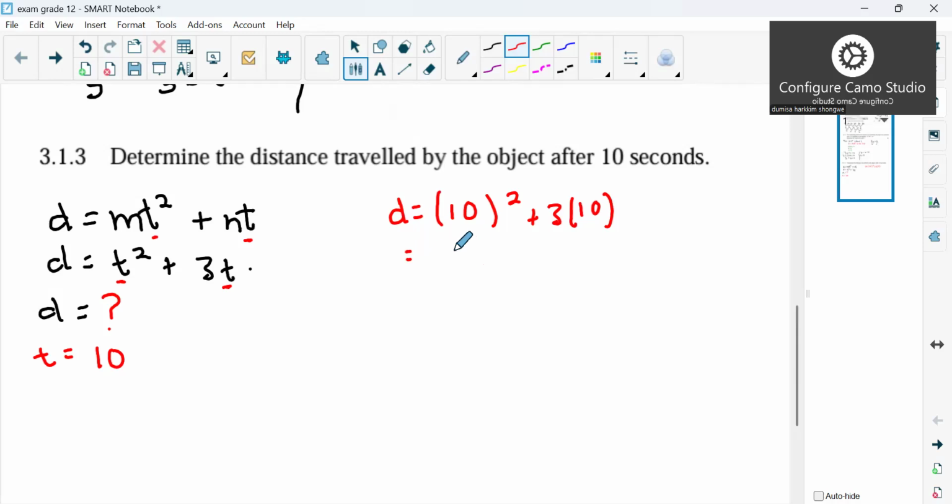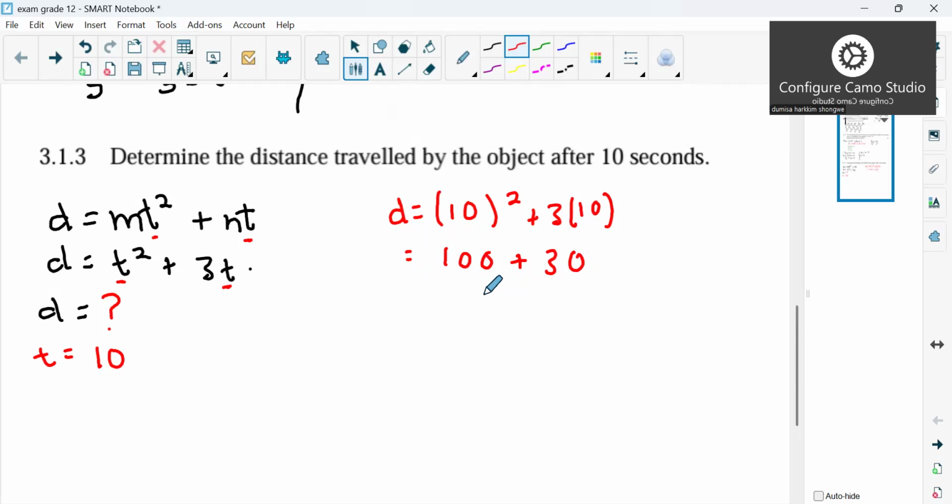So we're going to tell them D is equal to 100. But we have 3 multiplied by 10. What is 3 multiplied by 10, Dimple? 3 multiplied by 10 is 30. 30. So we have 100 plus 30. Now what is 100 plus 30? 100 plus 30 is 130.